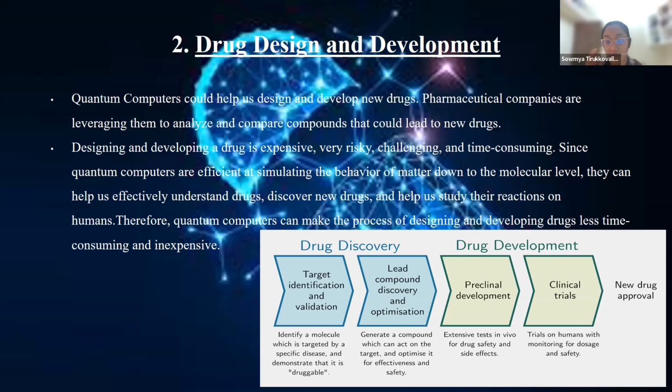This is an example of the process of drug discovery and development, where we first perform target identification. We identify a molecule which is targeted by a specific disease, and then demonstrate that it is druggable, and then we develop a compound which can act on the target and optimize it for effectiveness and safety. Then there's preclinical development, with extensive in vivo tests for drug safety and side effects, and then clinical trials on humans, for monitoring drug dosage, safety, etc.